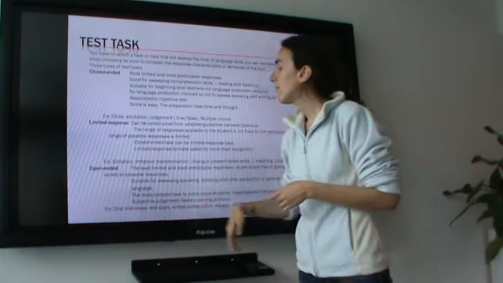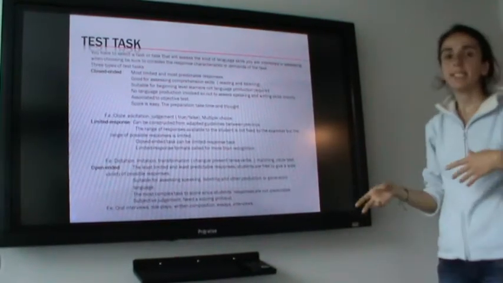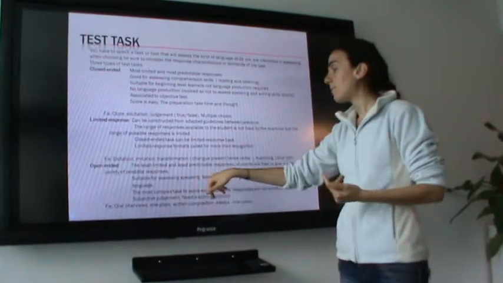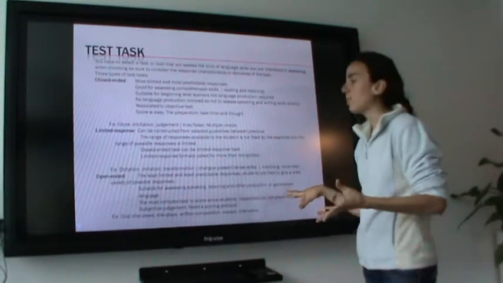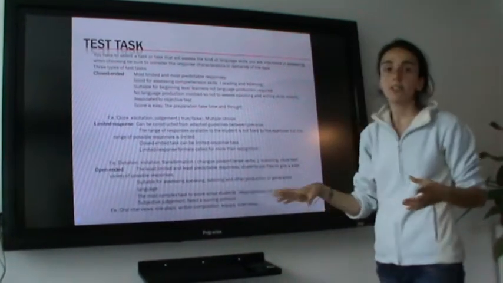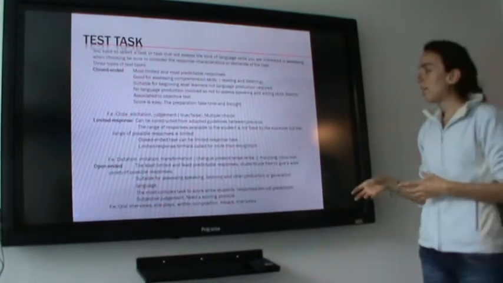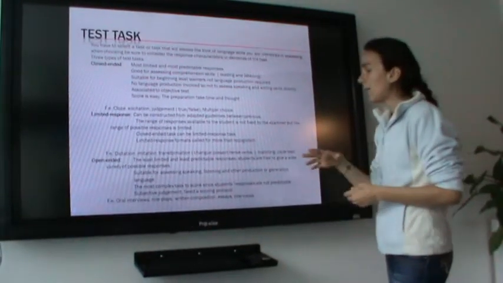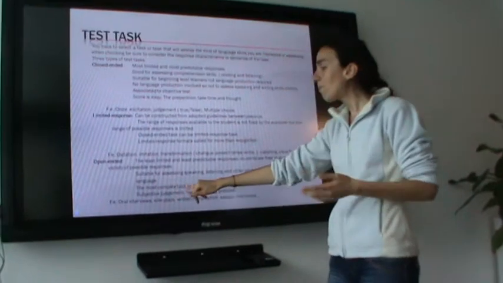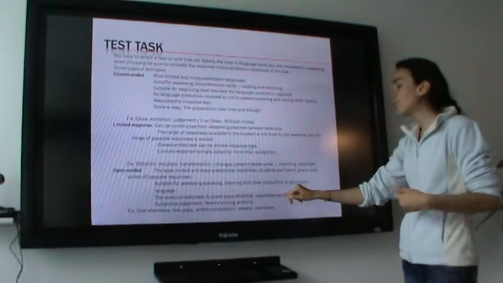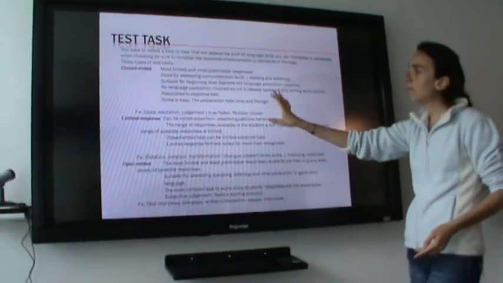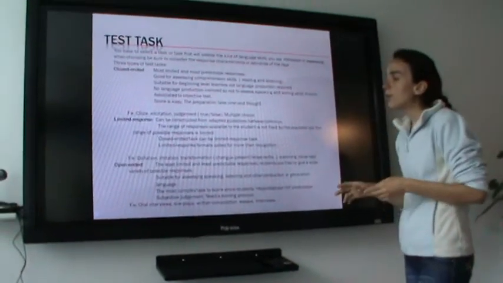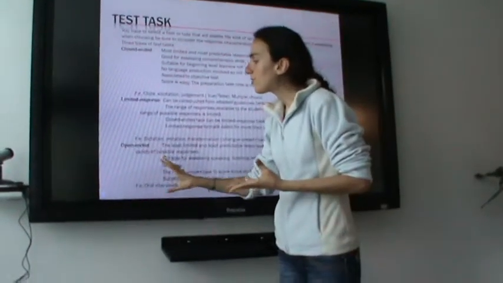And then the open-ended tasks: oral interviews, role plays, written compositions, essays. They are very good for assessing speaking, listening, and other production of language. They are complex, so you will need high-level students, and they are the most complex tasks to score because the students' responses are not predictable. Close-ended are the most predictable, limited response less, and open-ended are not predictable, so you will need extra time to score them.